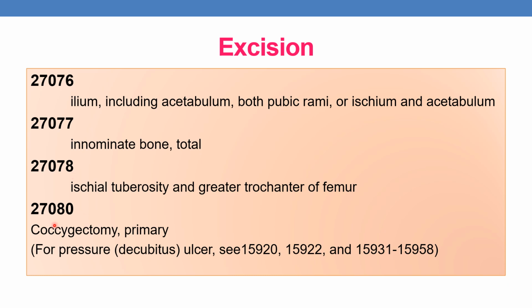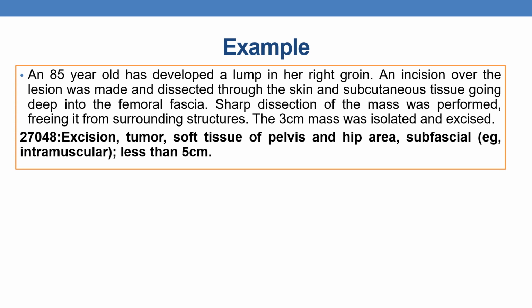The next is 27080. It deals with coccygectomy, primary. And for pressure ulcer, you need to refer to 15920, 15922, 15931 and 15958.